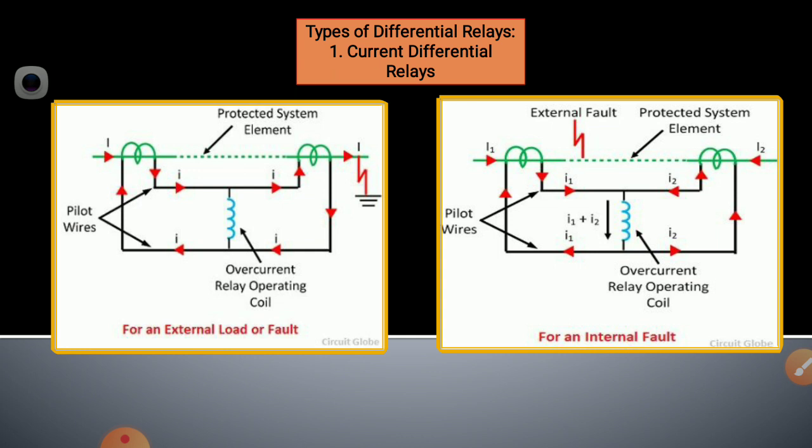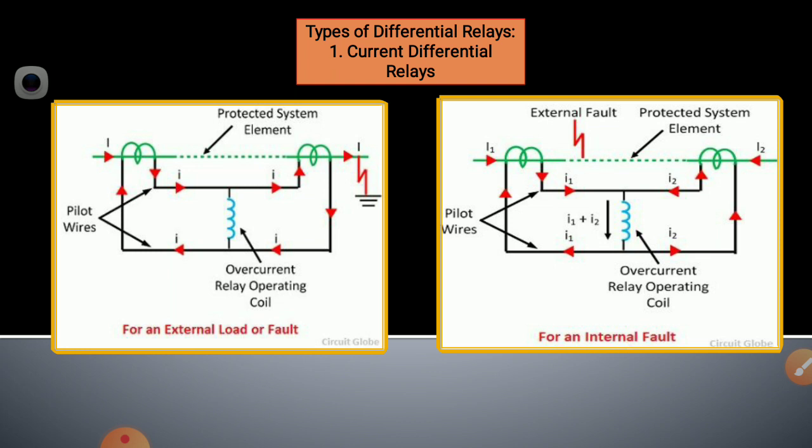So next is the types of the differential relay. So in that we have to see two types, that is the current differential relay and the voltage differential relay. So again, as its name indicates, current differential relay, so it will operate upon the difference of the current. So that means actuating quantity is the current. That means we have considered here the difference of current for the operation of the relay.